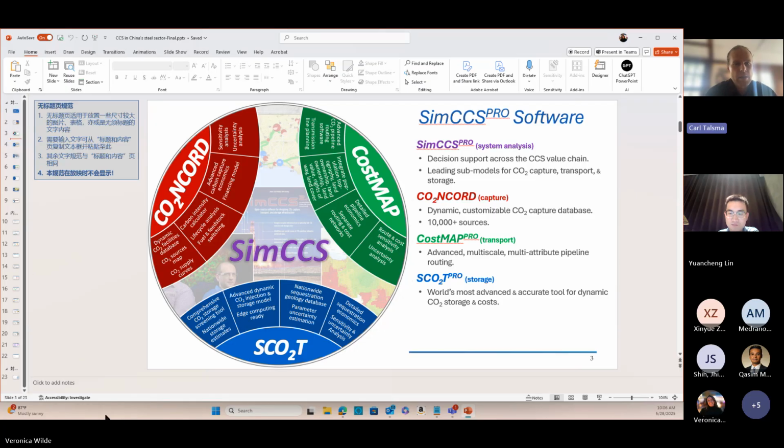So SIMCCS is based on these three pillars of capture, storage, and transport. Normally for projects that we do in the US, we use our software Concord for the capture piece and Scott for the storage piece. For this project, Yuancheng provided much of that data for China. So we're mostly focusing on the transport, which we used CostMap for, and then the SIMCCS component, which ties all of those pieces together: capture, transport, and storage. I'm going to talk more in depth about the SIMCCS piece and the CostMap piece here. You can go to the next slide.